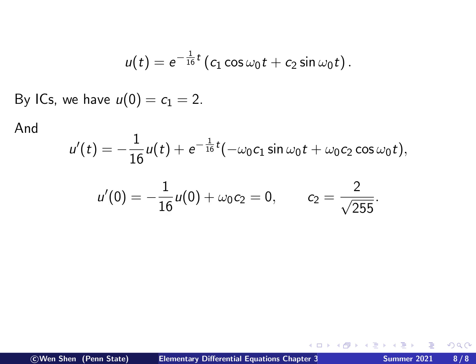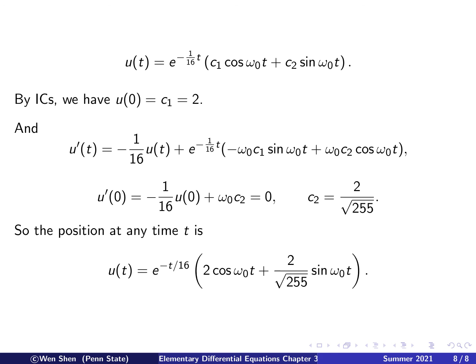And now we can plug in the initial condition. u prime of 0 will be equal to, put t to be 0, so -1/16 u(0) plus, and then when t is 0, the exponential is 1, sine of 0 is 0, cosine of 0 is 1, so I just get omega naught c2. Okay, and then we know that u(0) is just 2. So c2 is the only unknown here, and we can quickly solve it. Omega naught we already know. Plug in the numbers and simplify, and you get c2, which is 2 over square root of 255.